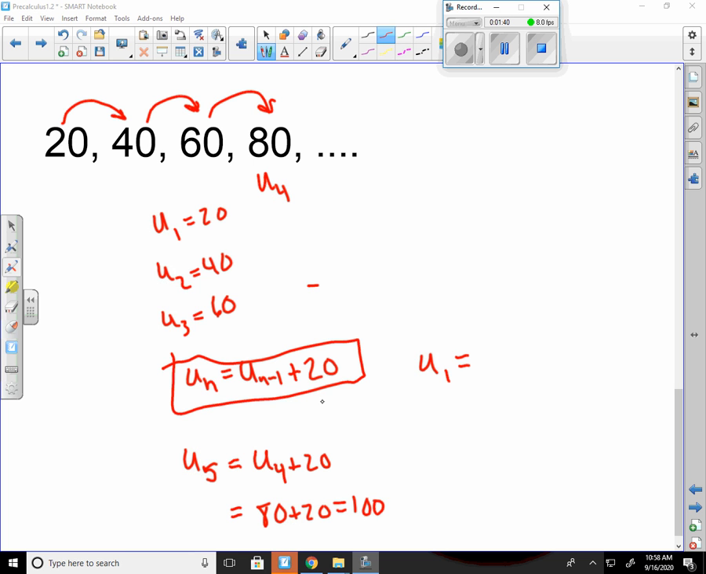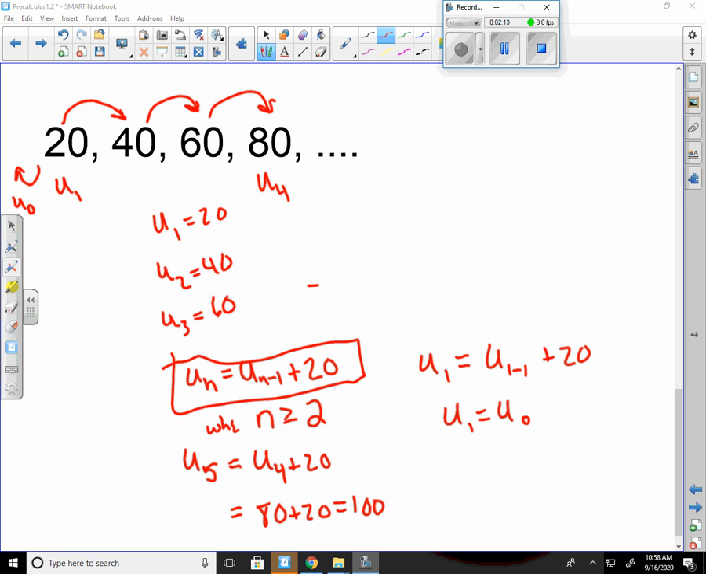If I'm trying to find the first term, that tells me that I would take u sub 1 minus 1 plus 20. That would give me u sub 1 equals u sub 0. But this is our first term. We don't know what u sub 0 is. As a matter of fact, we've never even heard of u sub 0. So our recursive formula in this form only works when n is greater than or equal to 2.